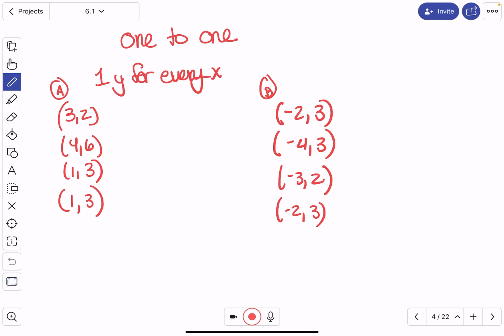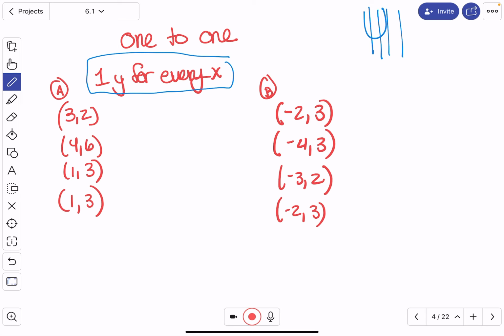All right, one-to-one functions. If you remember, a function has one y for every x. So when you drew a graph, it passed the vertical line test. A one-to-one function also has one x for every y.